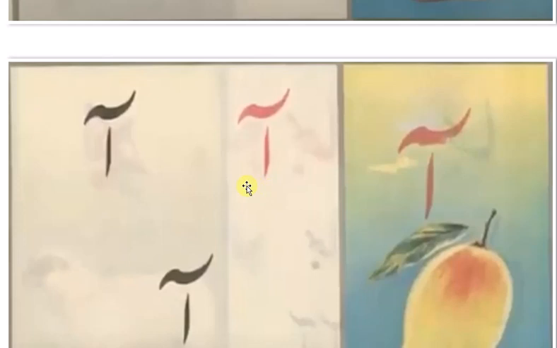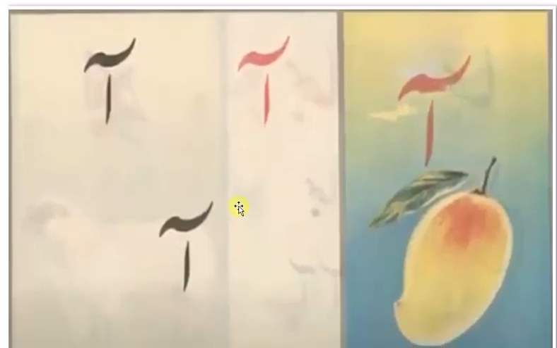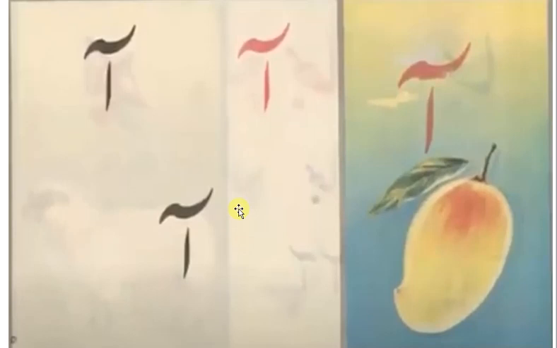Do you know the letter Alif? You should say, yes, I know. Do you know Alif Madda? If Alif is Anar, then Alif Madda is Am. Am, like mango. How do you write Am? Alif Madda Mim. Right.